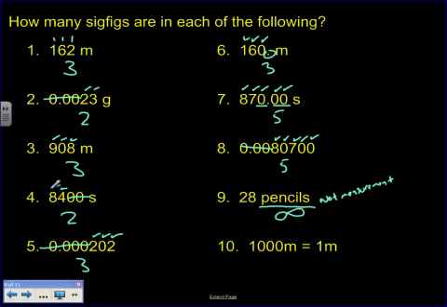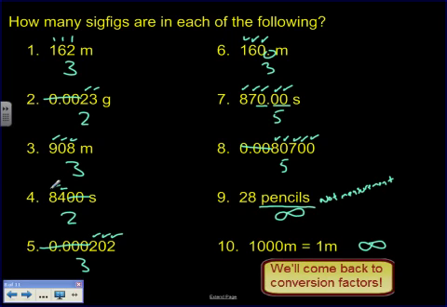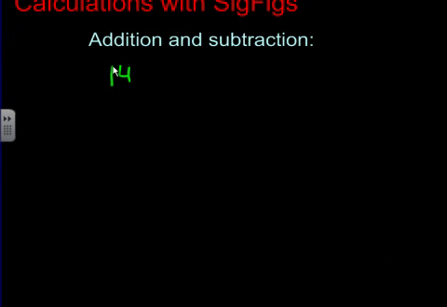Number 10, we're going to see that's a special case, it's a conversion factor, it's infinite also. Because that is an exact equality there, and that, by the way, is stated wrong. It's not 1,000 meters equals 1 meter, it's 1,000 meters equals 1 kilometer.